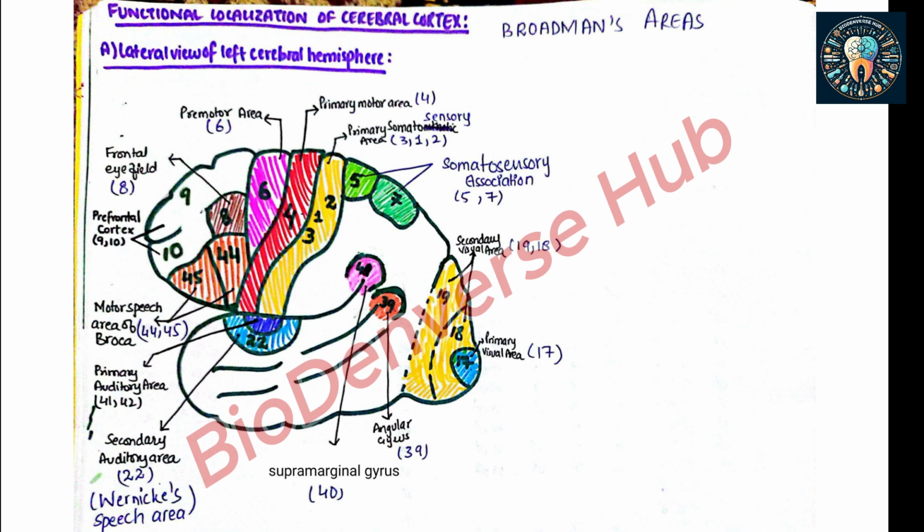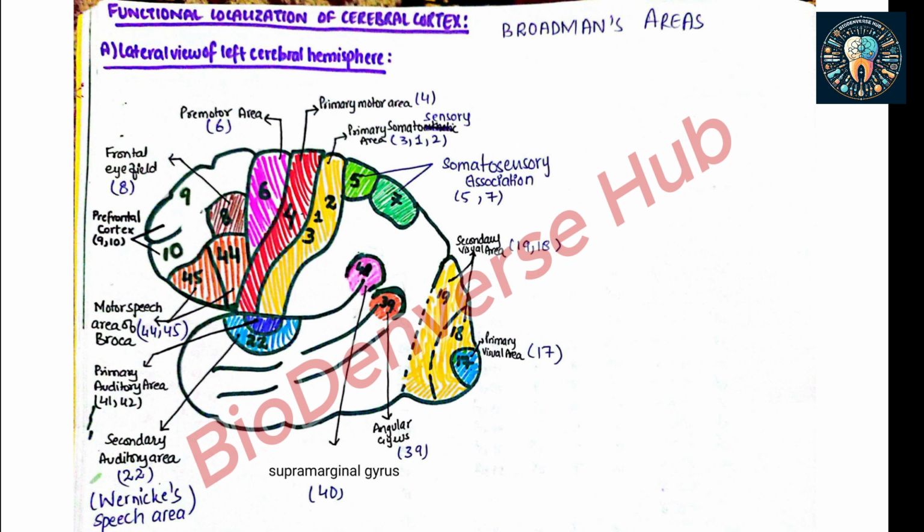Moving on further, we have the one shaded in light pink that is numbered as Brodmann's area 40, and that represents your supramarginal gyrus. Adjacent to that, we have the angular gyrus numbered as Brodmann's area 39 and shaded in orange.